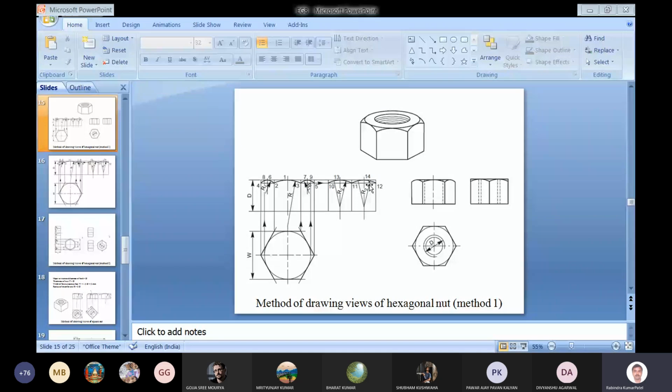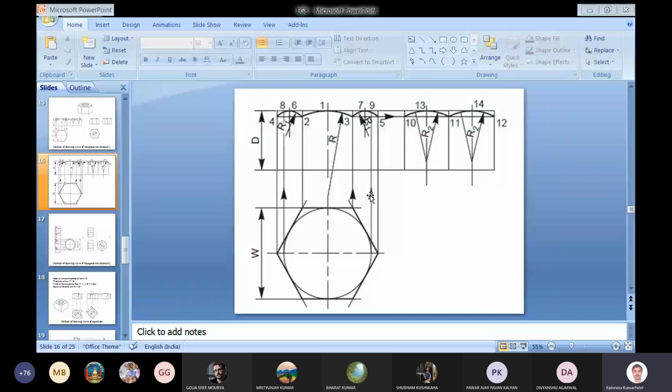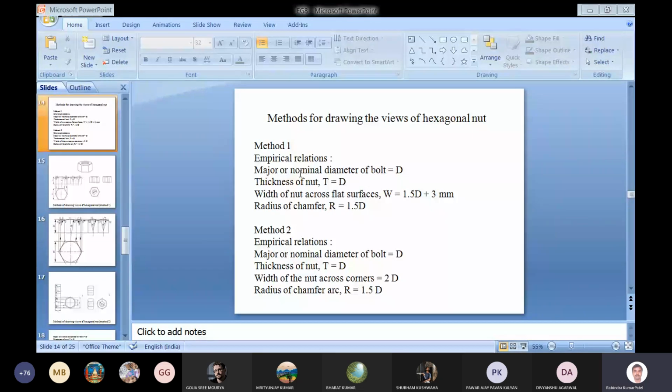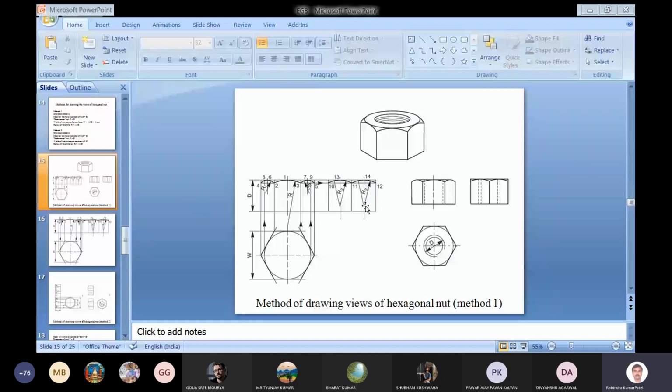The details of the construction of these views we will see in the next figure, where we can see this is the regular hexagon which we can easily make, and in the regular hexagon we can draw these lines, these arrows which are shown. This arrow R we have already seen, this is equal to 1.5D in the first case.